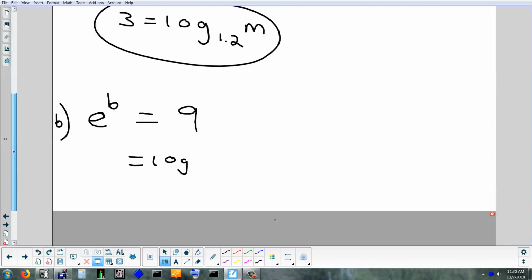E. If you look at the exponential, the base is always the thing that's a little lower than the number that's above and to the right of it. So E is my base. We'll come back to that in a second.